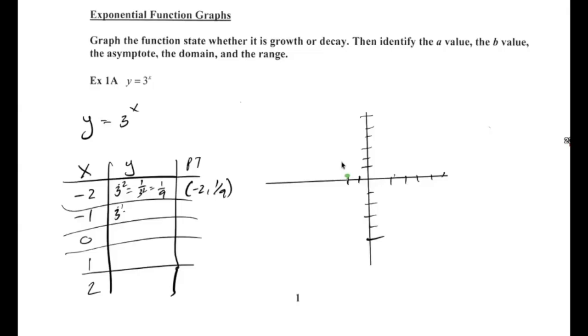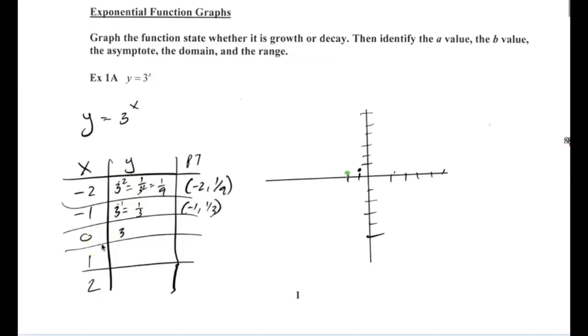Let me keep on going. 3 to the -1. Remember, a negative power just flips it, so that becomes 1 over 3, and that's our point: -1 and 1 over 3. It's a little higher up. Next point, 0. 3 to the 0. Well, anything to the 0 power is 1. We get the point 0, 1, like that. And let's plug in 1. 3 to the first is 3. 1 and 3 is our next point, right there.